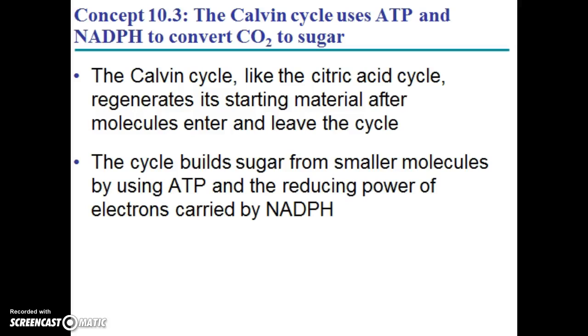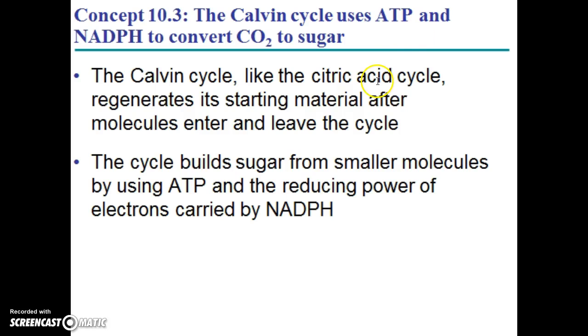Okay, in this section of Chapter 10, we're going to be looking at the Calvin cycle and how we're using the Calvin cycle or the dark reactions to produce some sugars. So to start with, a little bit of overview about the Calvin cycle. It is building sugars, so it's an anabolic process, and it's using the ATP and NADPH from the previous parts of photosynthesis in order to drive this reaction.